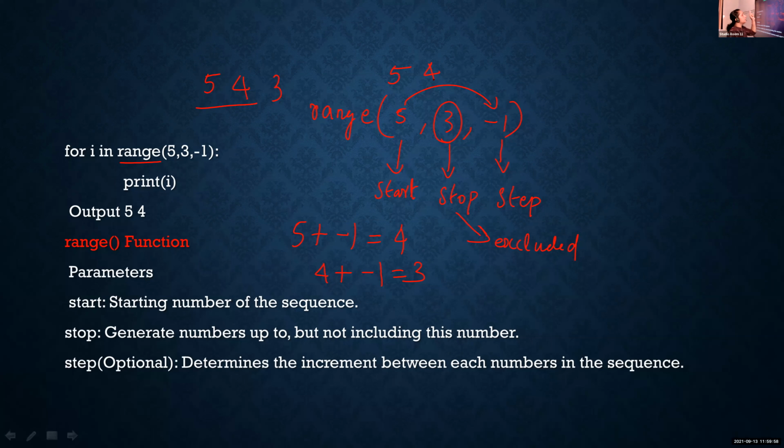Range is a built-in function. We are using 3 parameters along with the range function: start value, stop value and step value. Start is the starting value, stop is the stop value. If we want to display a set of values based on the start and stop, we use this range function. The values go from start to stop, but the stop value is not included. Then the incrementation is based on this step value. We can give any value here.